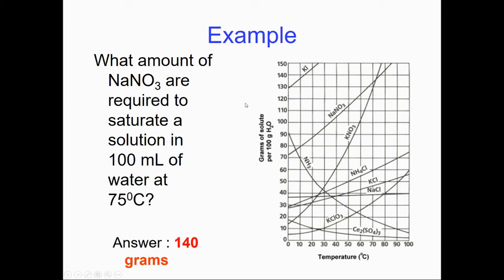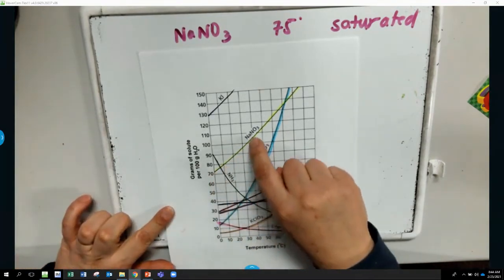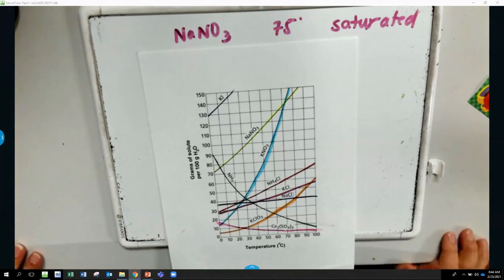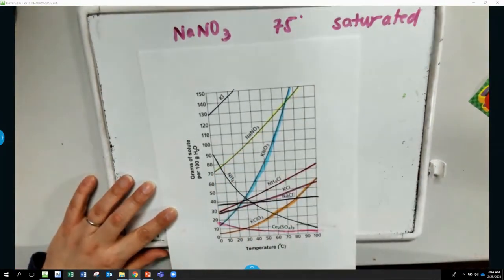Now let me do this on my colored solubility chart, just so you can see why I ask you to color it. Okay, so that last problem asked you to look for sodium nitrate. That is my line. That's right here, yellow. We're trying to make a saturated solution at 75 degrees. So we're looking at this yellow line, sodium nitrate.